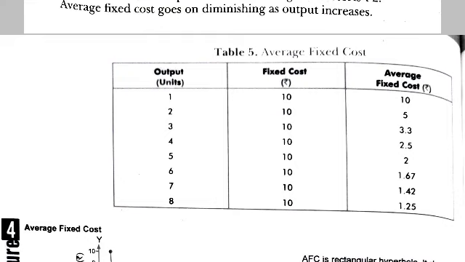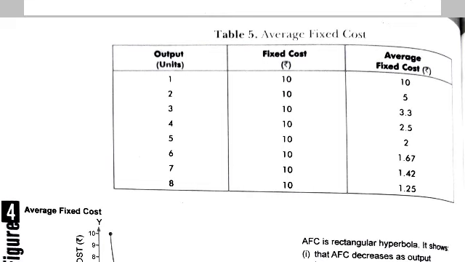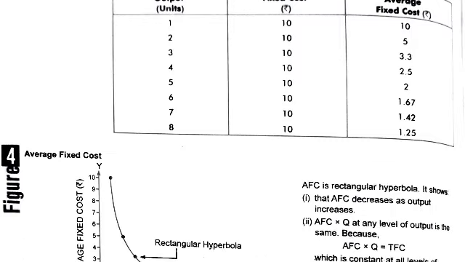When 3 units, 10 divided by 3 is equal to 3.3. 10 divided by 4, 2.5. When we are producing 5 units, 10 divided by 5 is equal to 2. 10 divided by 6 is equal to 1.67. 10 divided by 7 is equal to 1.42. 10 divided by 8 is equal to 1.25. This shows that the average fixed cost continuously declines as we increase the level of output. If we increase it further, it will come to 1. If we increase the output further to more than 10, average fixed cost will be less than 1.